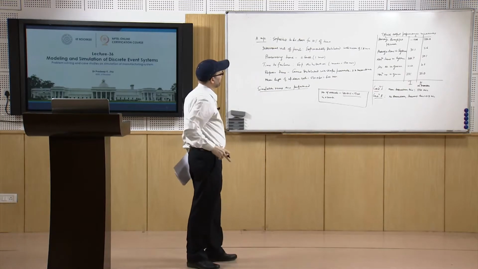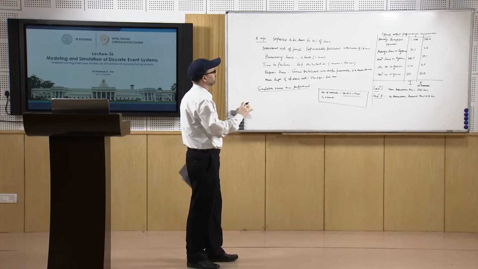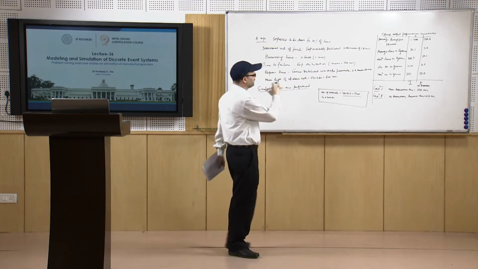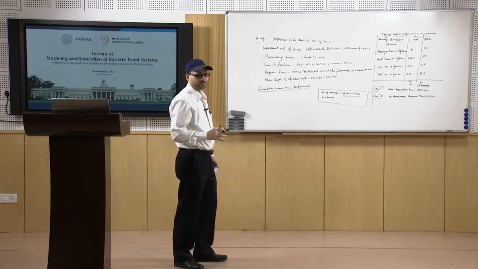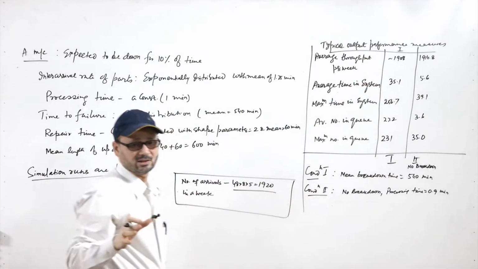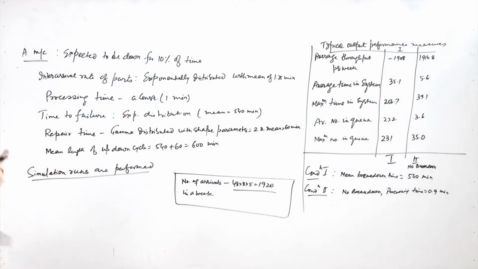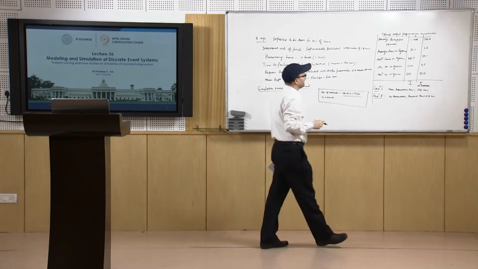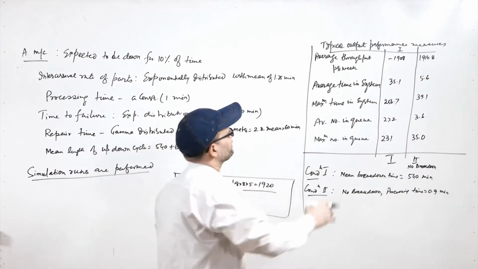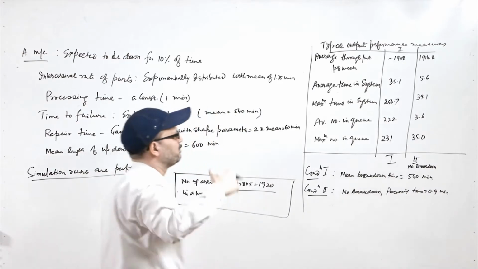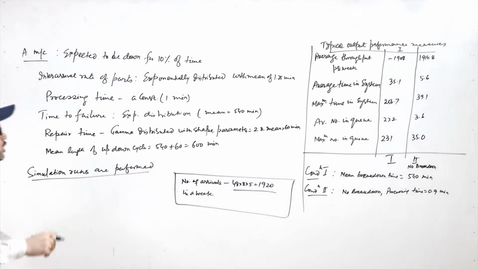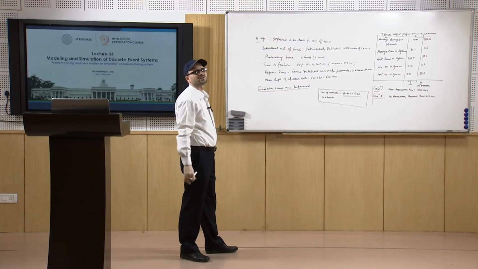However, you see that the average time in system differs a lot, the maximum time in system also differs, the average number in queue and the maximum number in queue are differing. Although you do not see much change in the average throughput, you see a lot of change in the other things, because in this case the processing time is less, and in this case there is no breakdown. So, these values change, and that is how the difference comes.